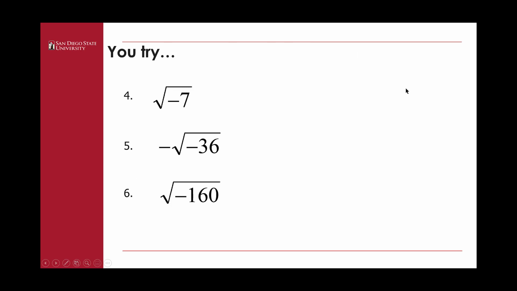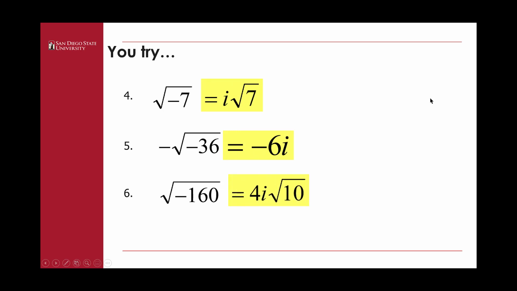You can also try square root of -7, minus square root of -36, and square root of -160 yourself. We have the answers here. You can stop the video and solve how we reach these answers.